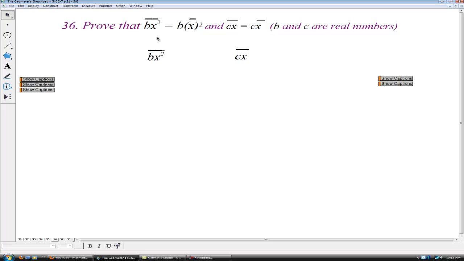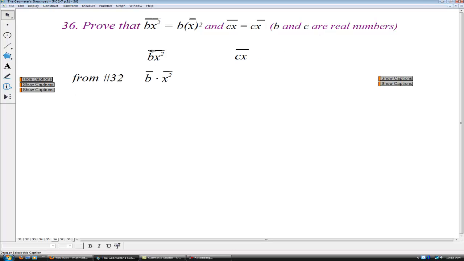Number 36, we're proving two things. That the conjugate of bx squared equals b times the square of the conjugate of x, and that the conjugate of cx equals c times the conjugate of x. b and c are real numbers, just as in number 35, a was a real number. So let's look at the conjugate of bx squared.